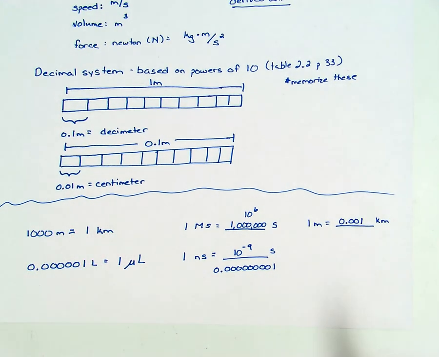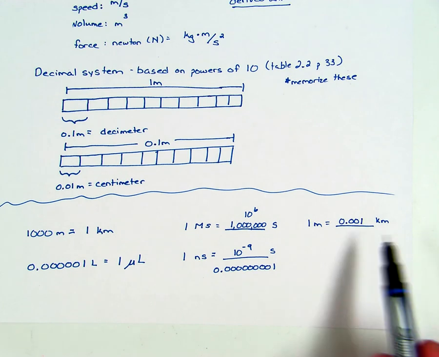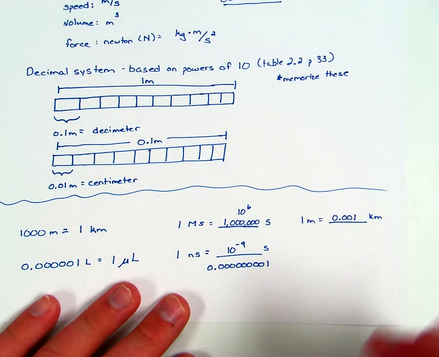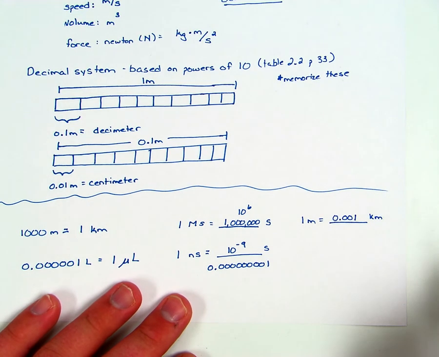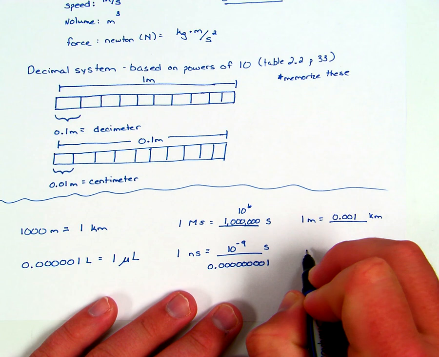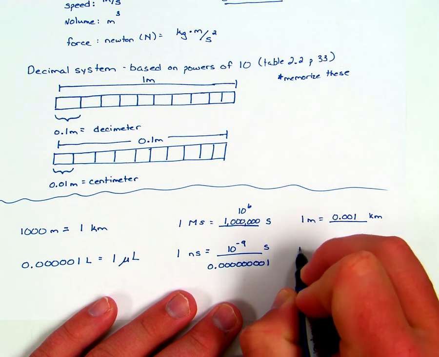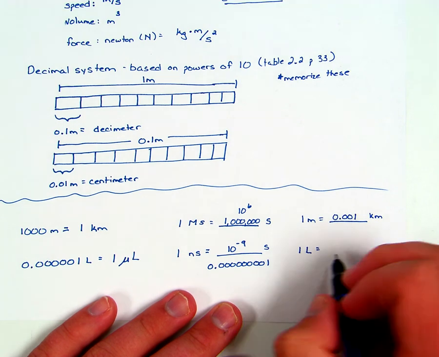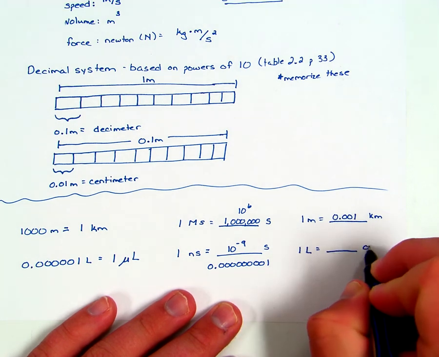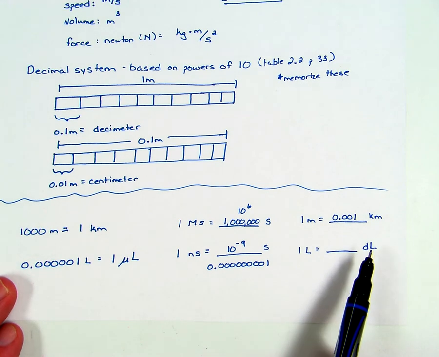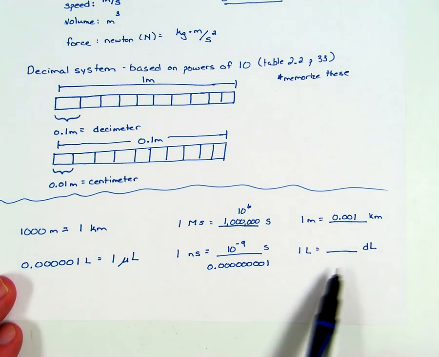All right, one more example here. Let's say I have 1 liter, and I want to know how many deciliters are in that. If you look at your table, you'll see that deci is 1/10, or 0.1. So 1 deciliter is 1/10 of a liter. So in order to equal 1 liter, I'd have to have 10 of them.